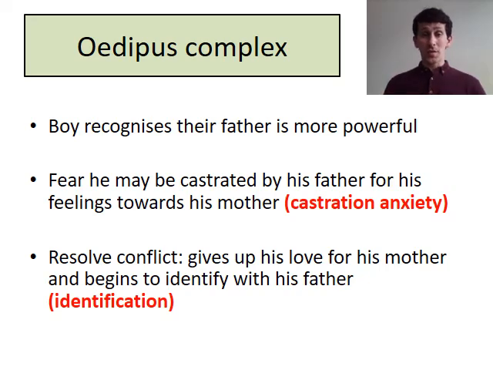In order to resolve this conflict between wanting their mother and being afraid of their father, they give up their love for their mother and they start to identify with their father. And this is that process of identification. They start to see the father as the same as them and identify and imitate, start to copy the father's behaviours.